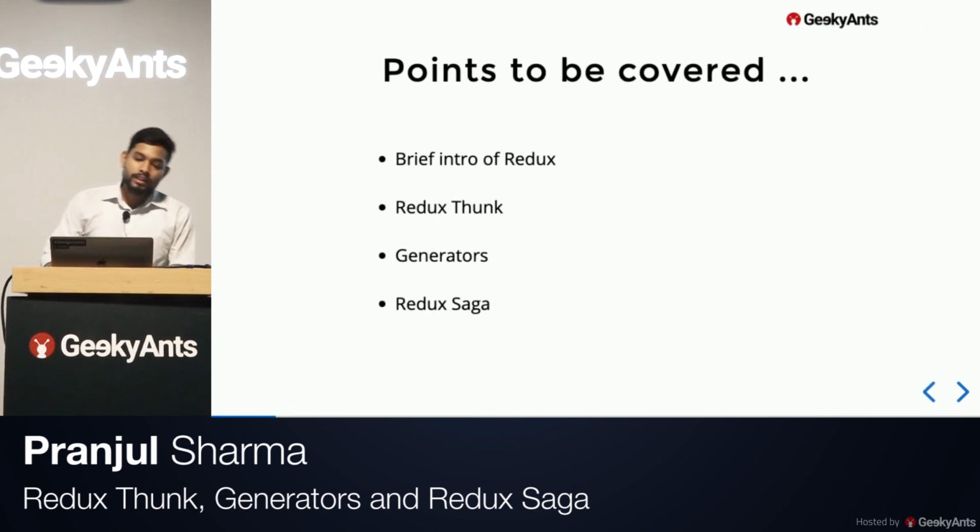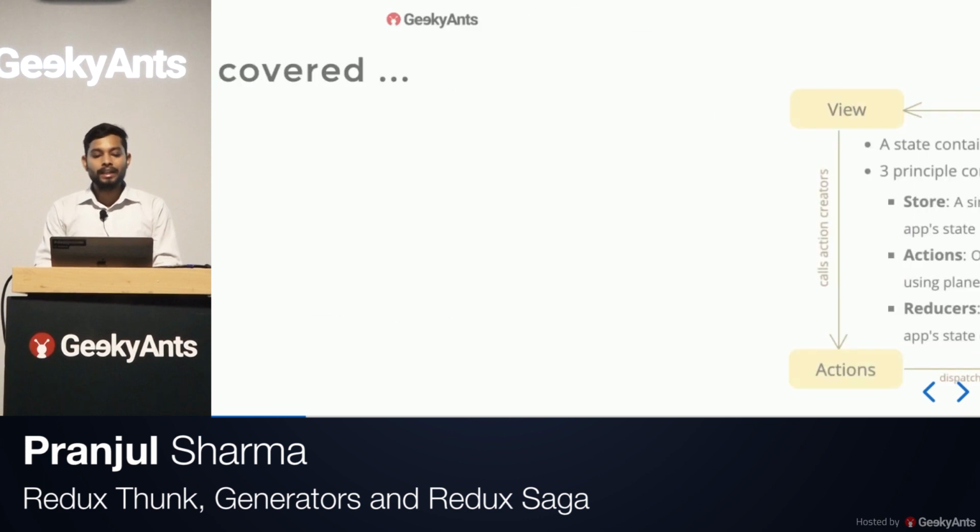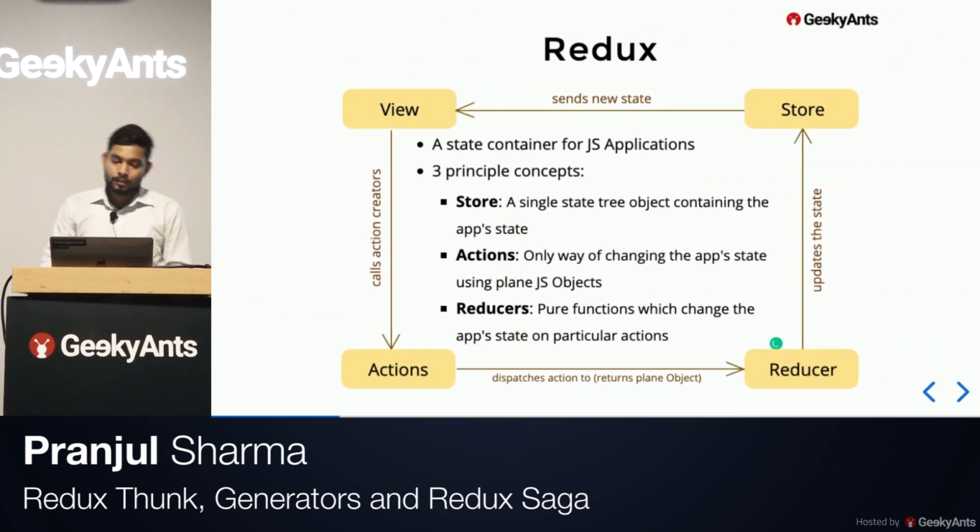So Redux is a state container for a JS application. It helps you manage your application state. A state can be thought of as the data that is being shown in an application at a particular point in time. To manage that data efficiently, we have the Redux library.